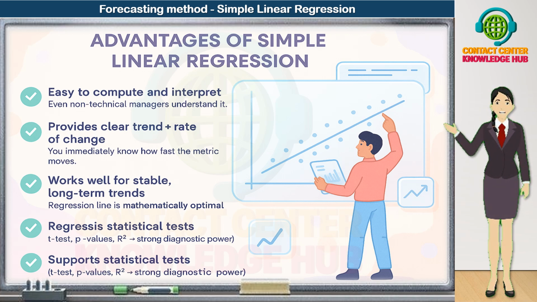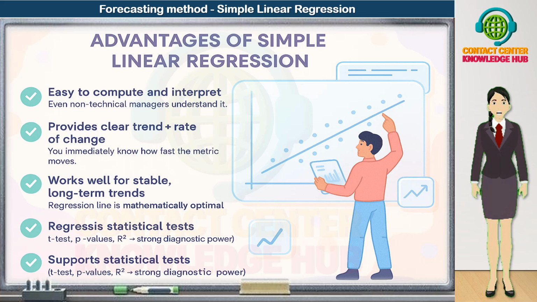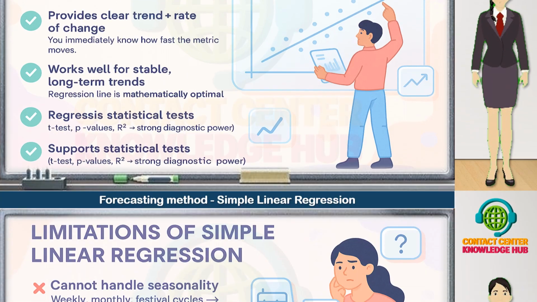And fifth, it supports strong statistical testing. Tools like the t-test, p-values, and R-squared allow you to diagnose model reliability with confidence. These advantages make simple linear regression a powerful, transparent, and trusted forecasting tool.